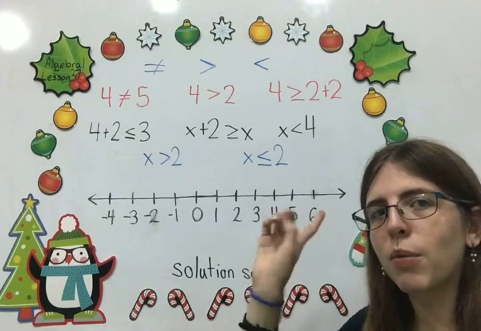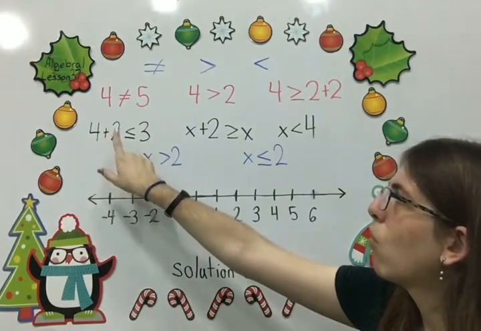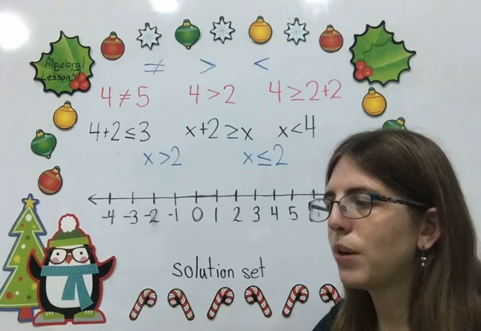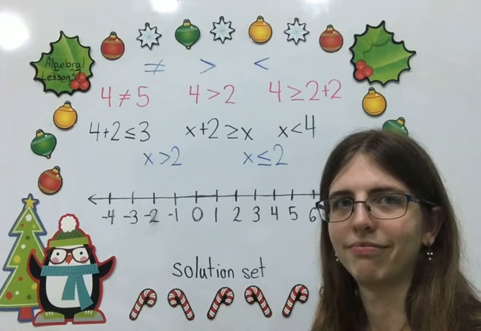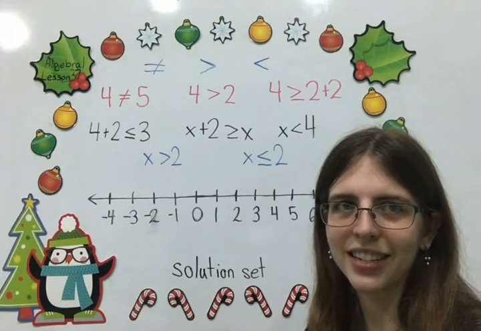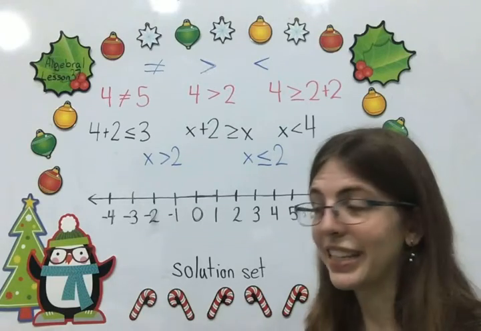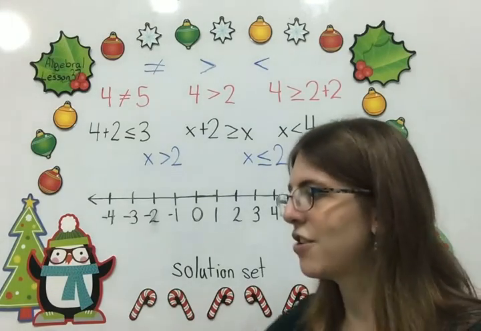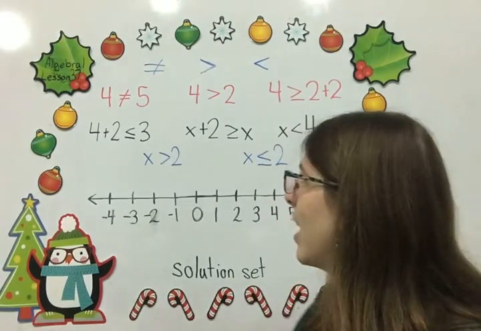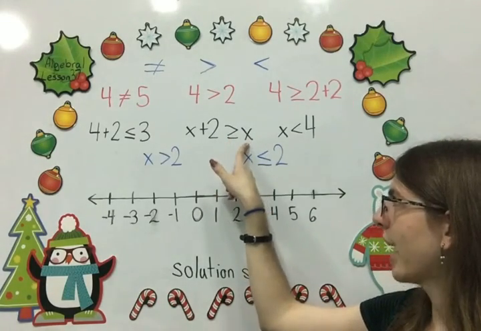Equations can be, remember, true, false, or conditional. Let's look at this one. 4 plus 2 is less than or equal to 3. Could that be a true equation? No, because 4 plus 2 is what? Is 6. Is 6 greater than 3? Or excuse me, less than 3? No. Is it equal to 3? Again, no. So it's not a true equation. It's a false equation.